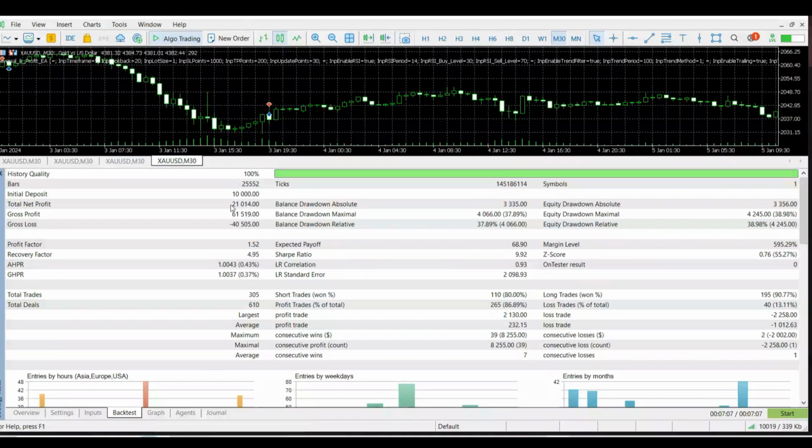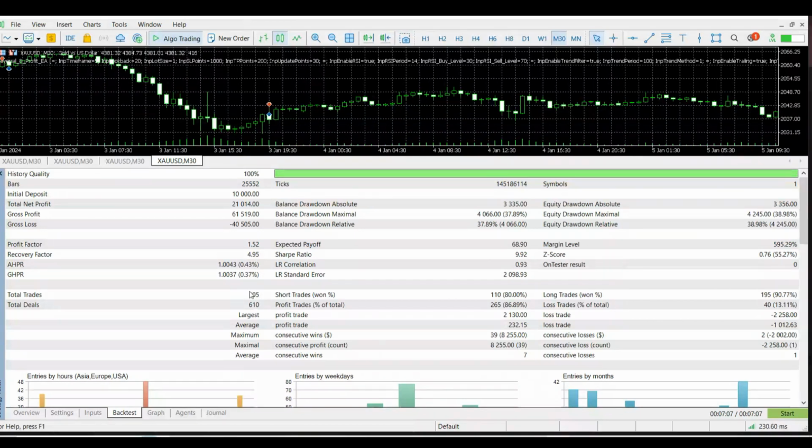But net profit doesn't tell the whole story. We need to look at the profit factor, which sits at a very healthy 1.52. This means that for every dollar the system loses, it makes $1.52 back. Combine that with a recovery factor of nearly 4.95 to be exact, and you have an EA that doesn't just make money, it aggressively bounces back from its losses.